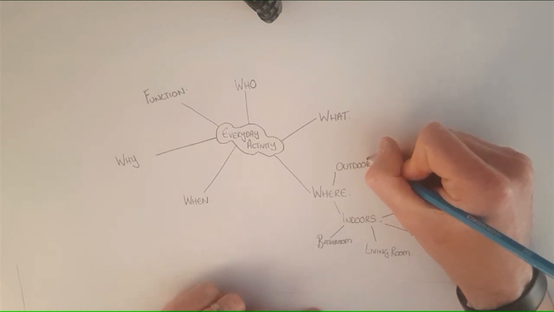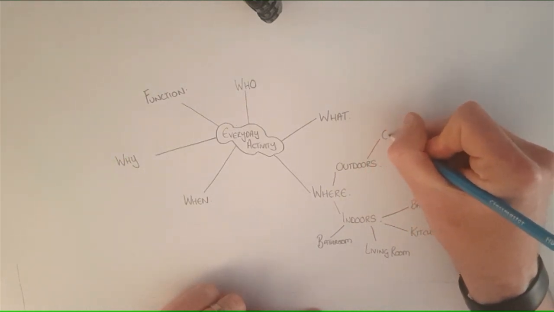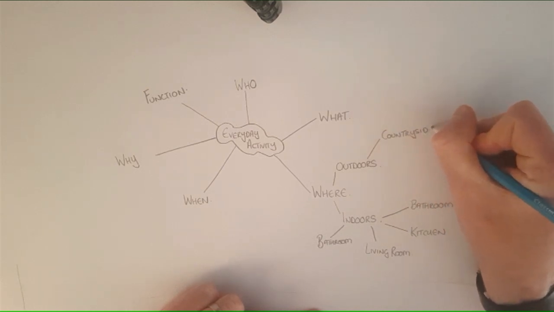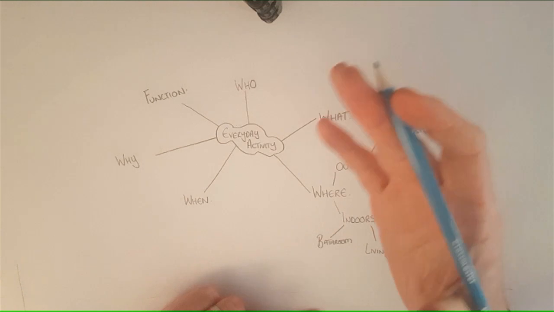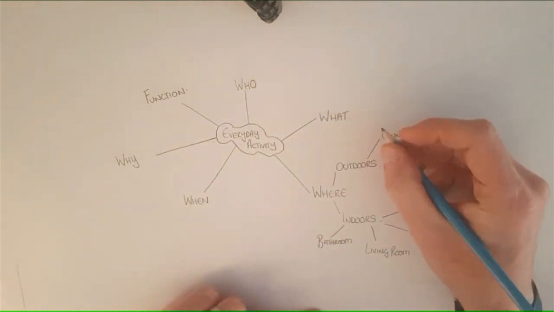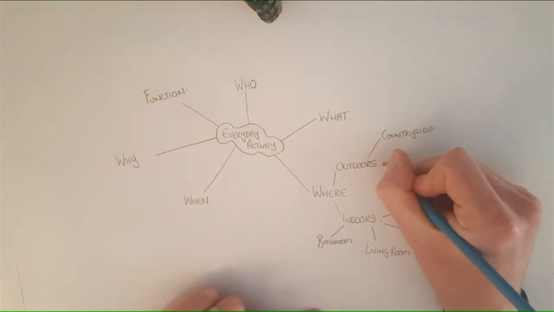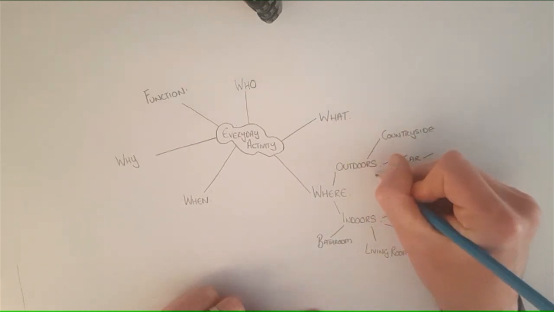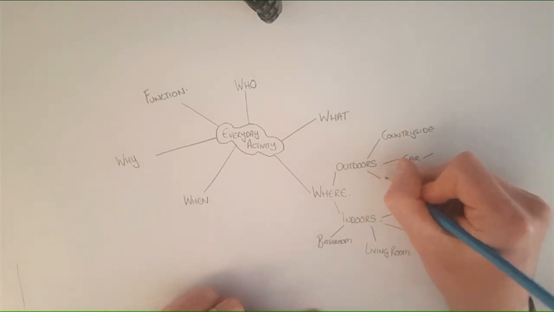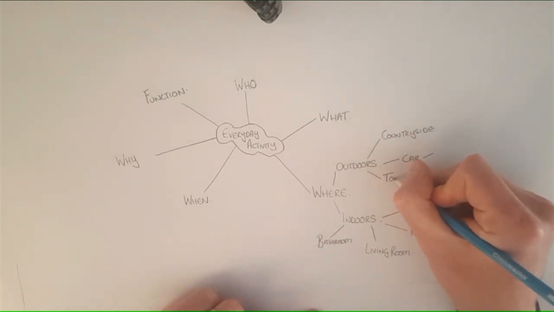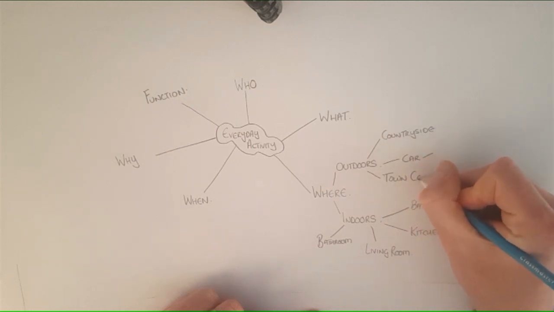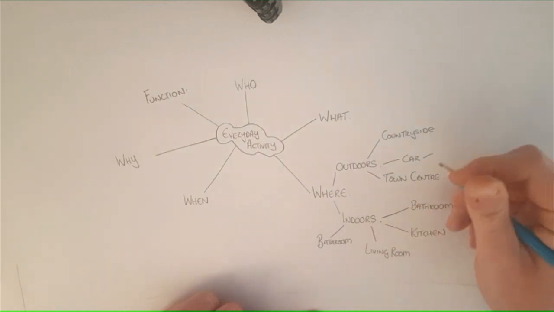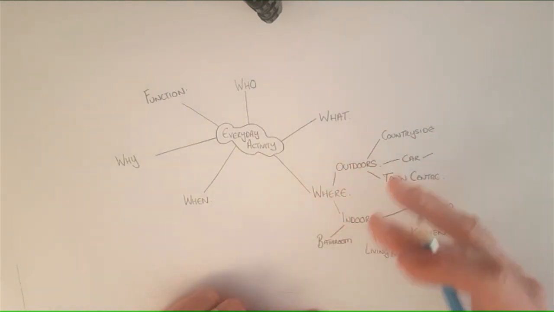Outdoors. So where in the outdoors? It could be in the countryside. So things that happen in the countryside when you're quite a few miles away from any other activity or any other person. Outdoors, it could be in the car. So in the car, it could be in a town centre. From this, I can then add some more places where this could happen.